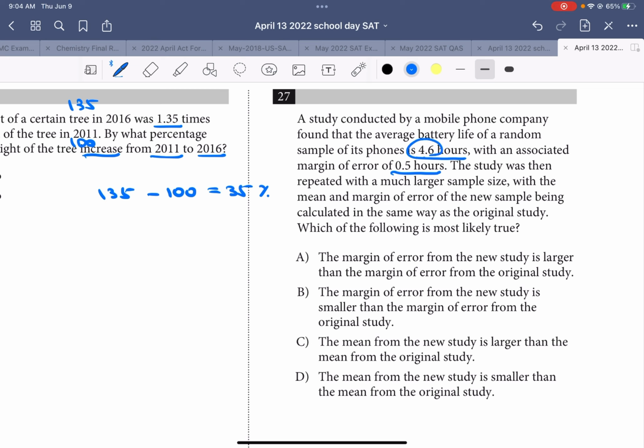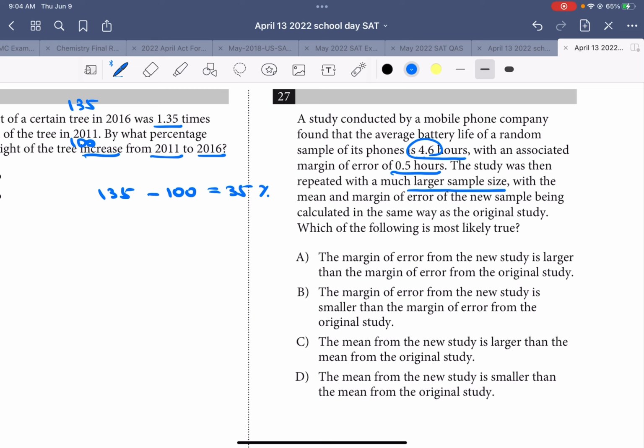The study was then repeated with a much larger sample size. Larger sample size, that's a keyword. And with the mean and margin of error of the new sample being calculated in the same way as the original study, which of the following is most likely true? So the only thing different is you have a bigger sample size.